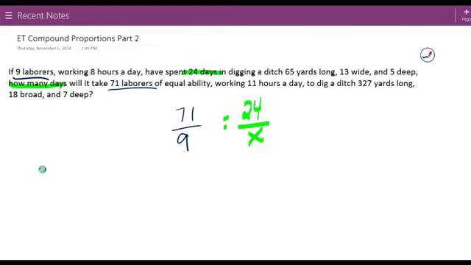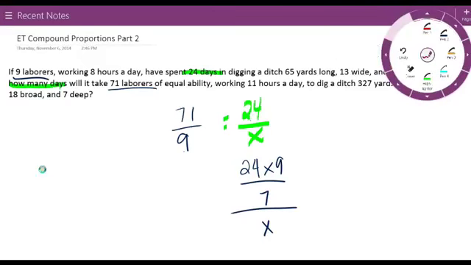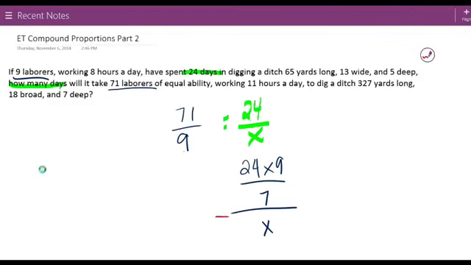So we're going to take our second and our third terms, multiply them, and divide by our first. So that's going to give us 24 times 9 over 71 over x. All right, still looking for that x. And now, since that's not the only consideration, let's look for our next one. Oh, 8 hours a day and 11 hours a day.